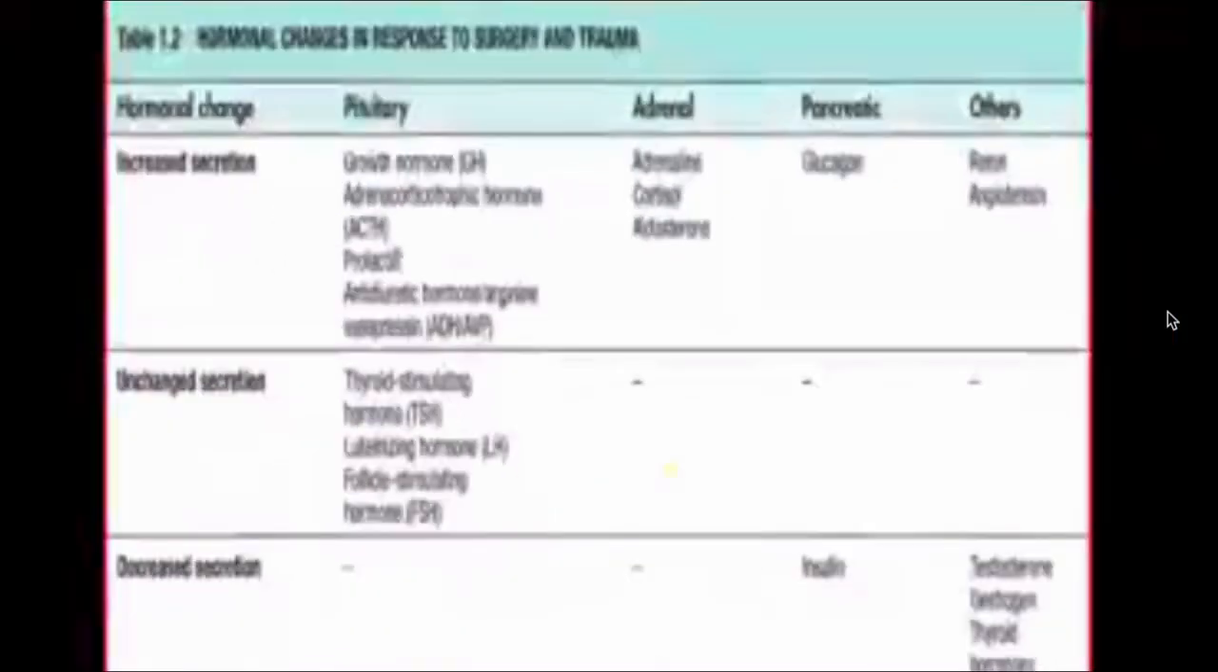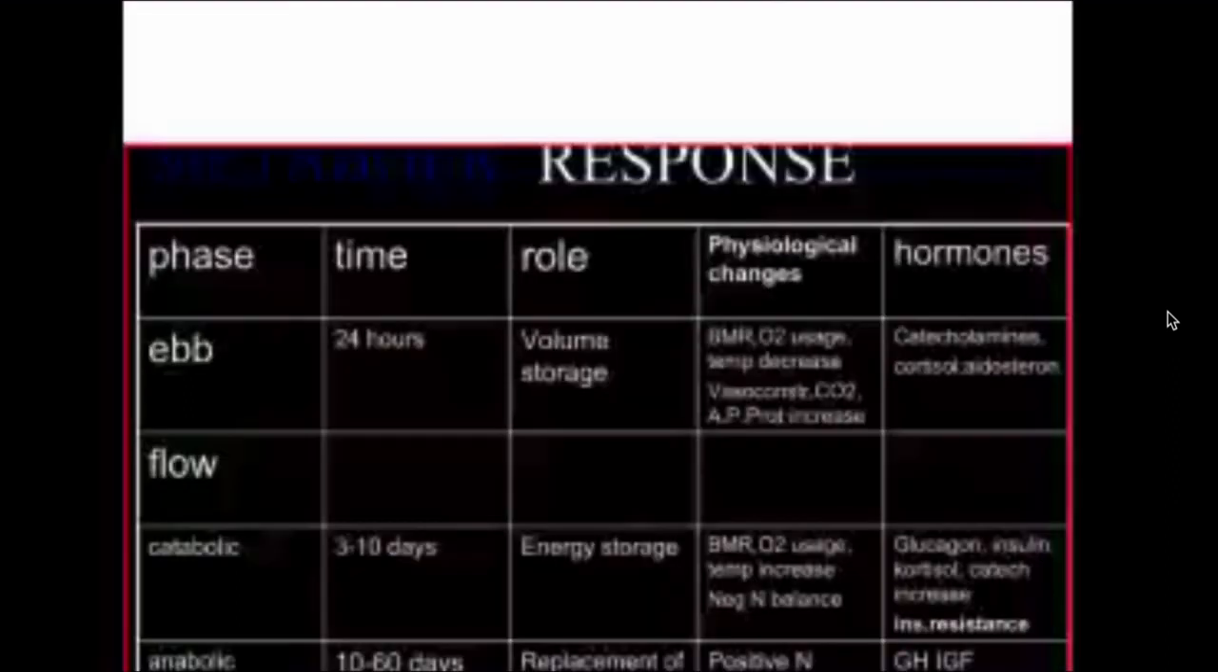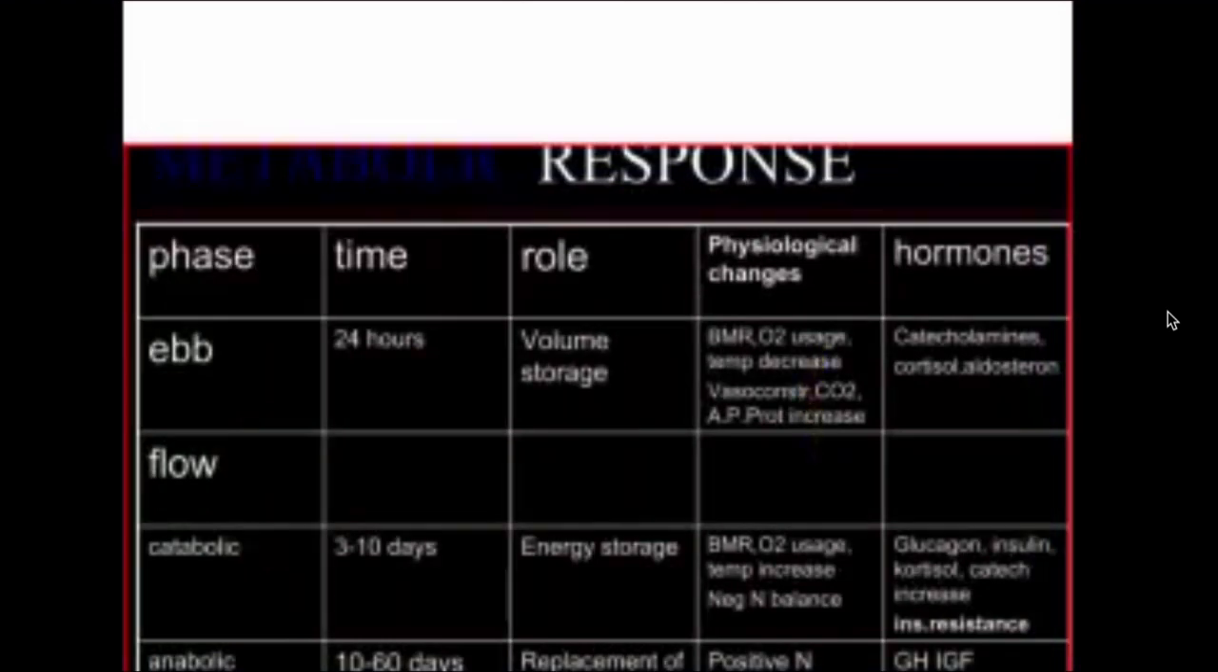At 24 to 48 hours, physiological changes we can see are decreased basal metabolic rate, oxygen usage, and temperature, and vasoconstriction. Implicated hormones are the catecholamines and cortisol. Also the flow phase, and then the catabolic phase, which occurs in 3 to 10 days, and finally the anabolic phase, which is 10 to 60 days, associated with positive nitrogen balance.